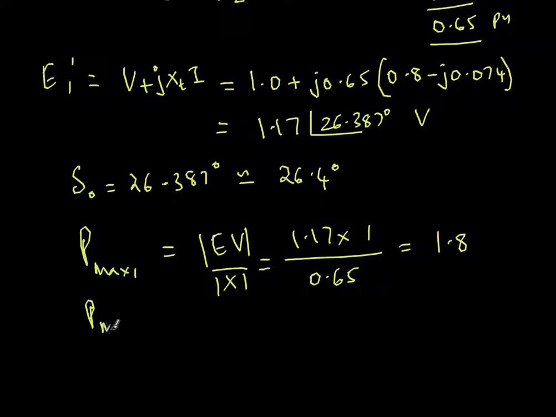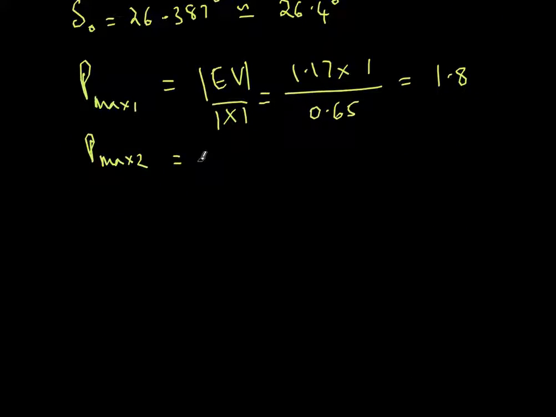What is P_max2? P_max2 is the maximum power limit when the line is under faulted conditions.